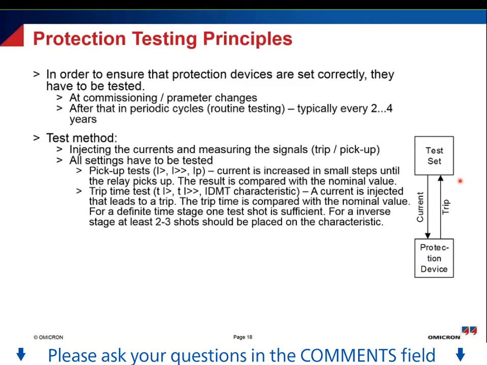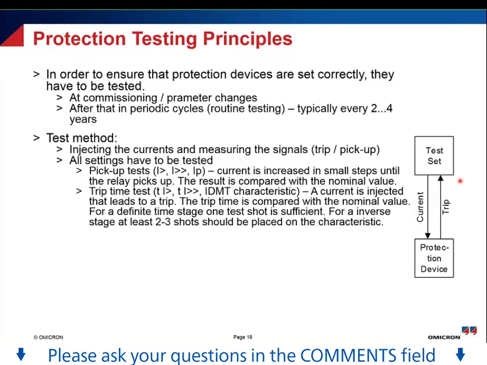Typically all settings in the relay have to be tested, which leaves us with different settings. The first are the pickup settings, I greater, and I pickup. This is typically done with pickup tests. So you start with a smaller current and then you increase the current step by step in small steps until the relay picks up or the relay operates. And then you compare the result of this current with the nominal value, so with the value that should have been in the protection device. And if they match, then it's okay. If they don't match, then there's a problem.